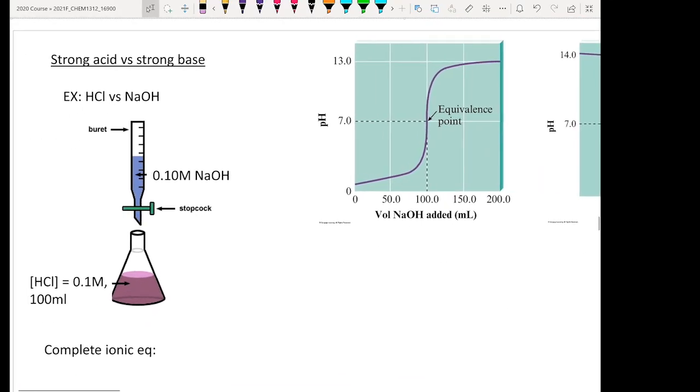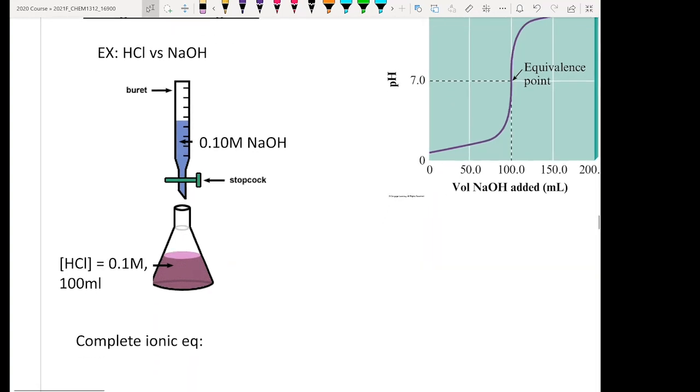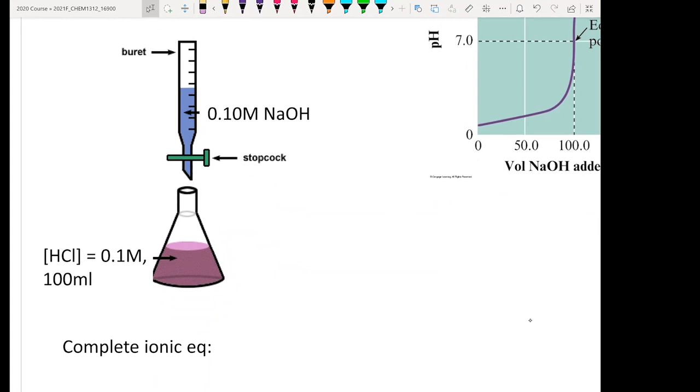Okay, so this is actually the first question that we are going to do. We want to talk about the strong acid, strong base situation, which is the simplest situation we are going to have. So in this example, you have 0.1 N sodium hydroxide solution, and then you have 0.1 N HCl solution with a volume of 100 ml.